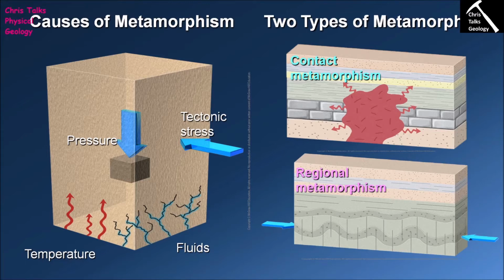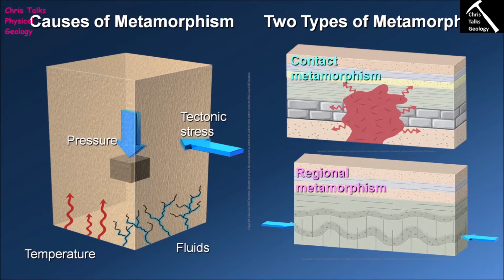So regional metamorphism is often associated with convergence. We don't tend to get a lot of regional metamorphism when we're dealing with ocean-ocean convergence. I do apologize, that should be ocean-continent or continent-continent convergence.